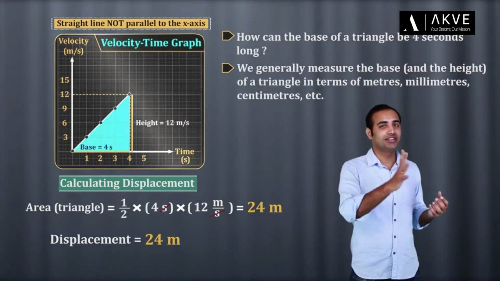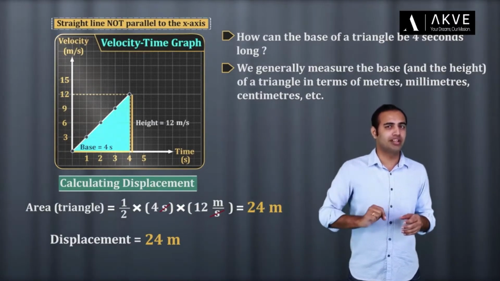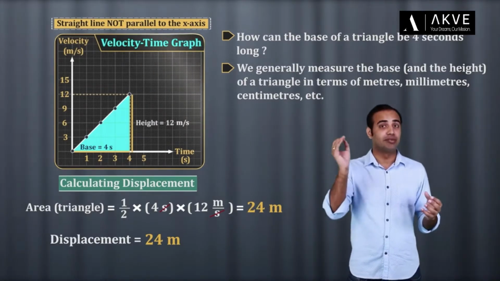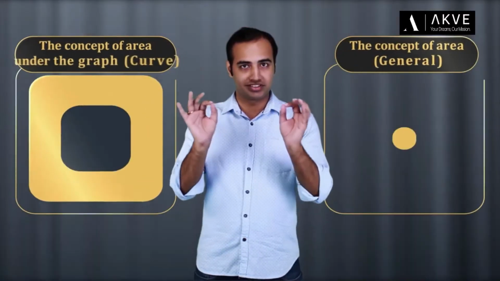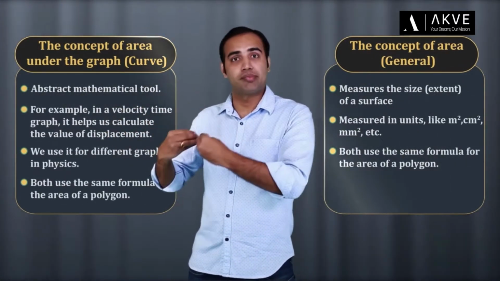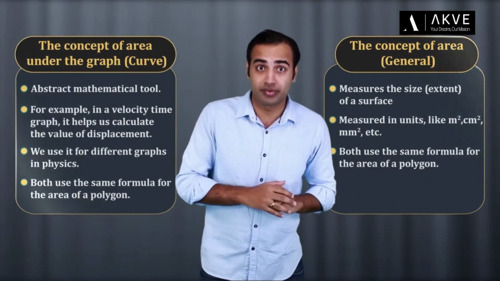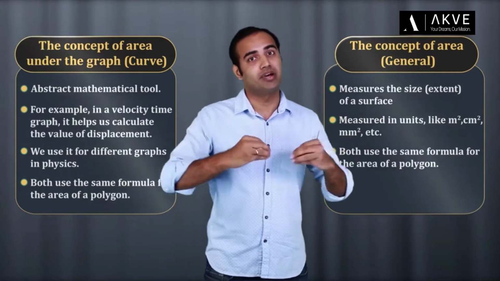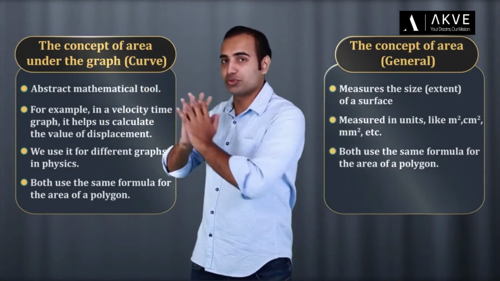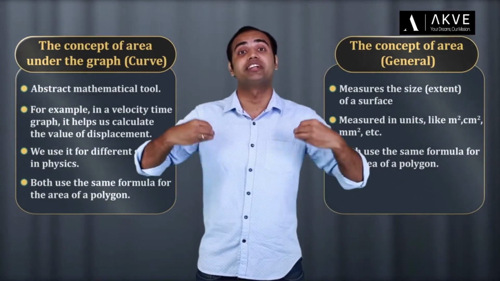Well, if you are thinking on these lines, I'd say your confusion is completely valid. But at the same time, I would also say that this is not very hard to understand. So let me explain. The simple explanation is that area under the graph is an abstract mathematical tool and has nothing to do with the real area concept that you have studied all your life in mathematics. You see, area under the graph was a tool in our case over here which helped us extract the value of displacement from velocity time graph.